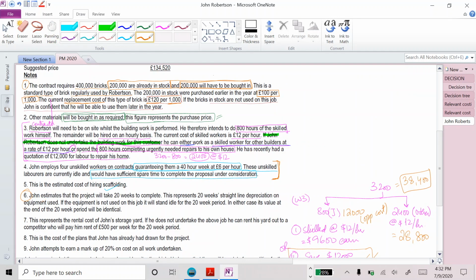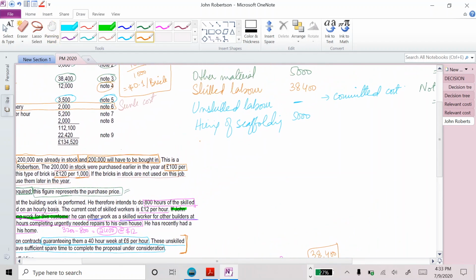John estimates that the project will take 20 weeks to complete. This represents 20 weeks straight line depreciation on equipment used. If equipment is not used on this job, it will stand idle for 20 weeks period. In either case, its value at the end of 20 weeks period will be identical, right? So this means that the company is charging a straight line depreciation, and depreciation is going to be charged irrespective of whatever is done by the company, whether company will accept the proposal or not. So depreciation is not a real cash flow, so that will be irrelevant cost. So we will write depreciation is not a relevant cost. Why? Because this is not a real cash flow.